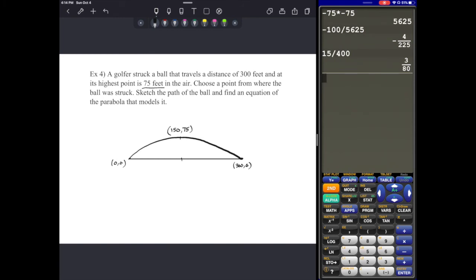Everybody understand where that came from? Remember, this is the halfway point across its path, so we want 150 as our halfway point, and we know it went up to 75 feet high. Let's go ahead now and try to solve it.